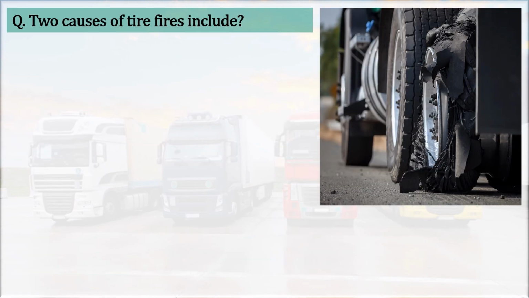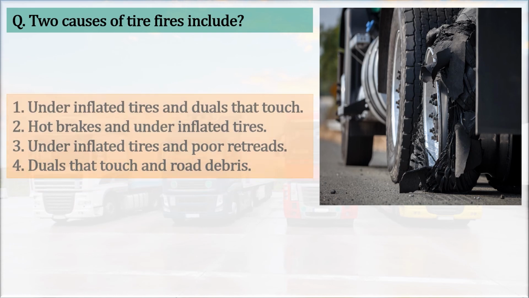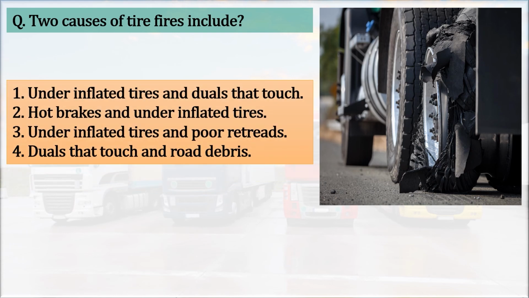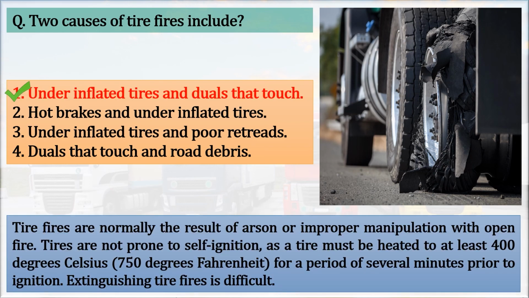Question: 2 causes of tire fires include? Option number 1, underinflated tires and duals that touch. Option number 2, hot brakes and underinflated tires. Option number 3, underinflated tires and poor retreads. Option number 4, duals that touch and road debris. The answer is option number 1, underinflated tires and duals that touch.